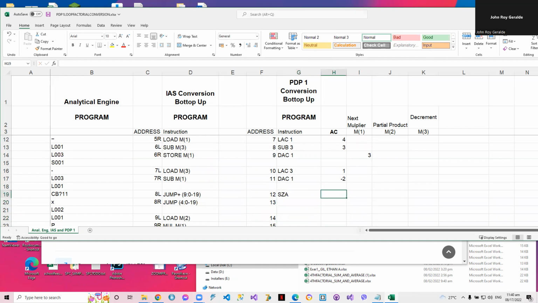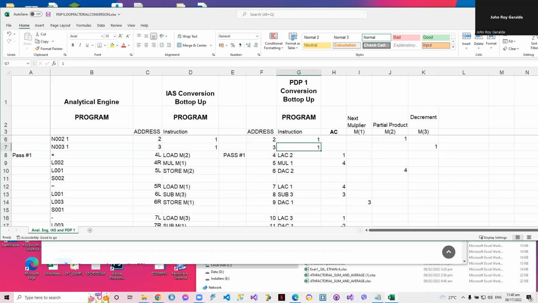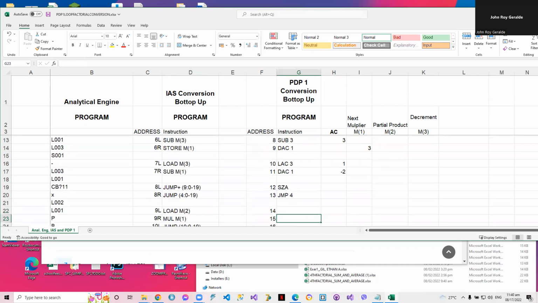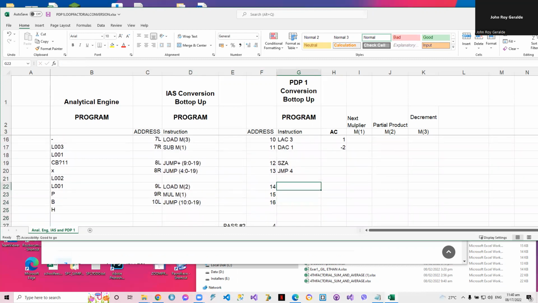So the accumulator is not 0, so we will go back to the top of the loop, which will have jump 4. JMP4, this is the exact equivalent. And in 14, we will have, of course, LAC2, and then we have MUL1, and we'll have JMP16, which is our halt.